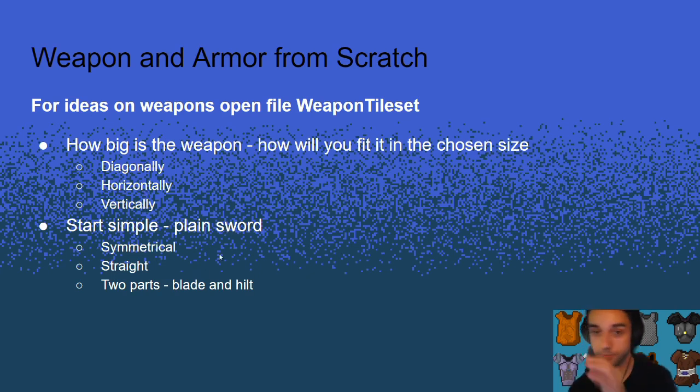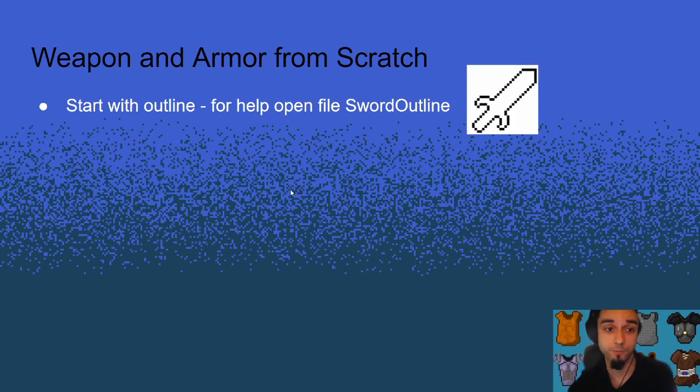For the sake of inclusiveness, so everybody can follow along, we're going to make something simple, like a plain sword. It's simple because it's very symmetrical. It's going to teach us how to look for symmetry and how to change symmetry to make it something more interesting. It's also straight, and it only has two parts normally, a blade and a hilt. So we don't have a lot of things to worry about.